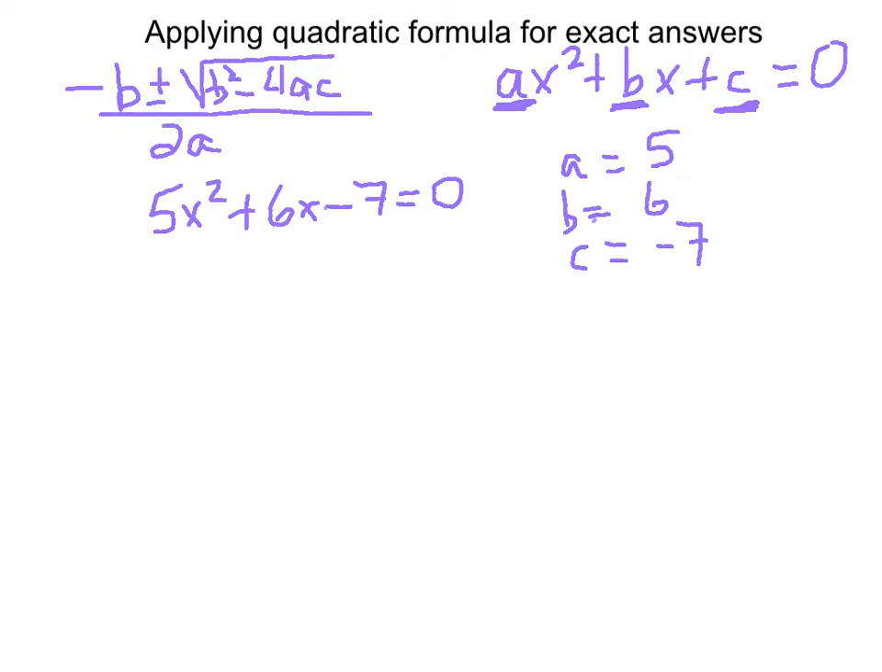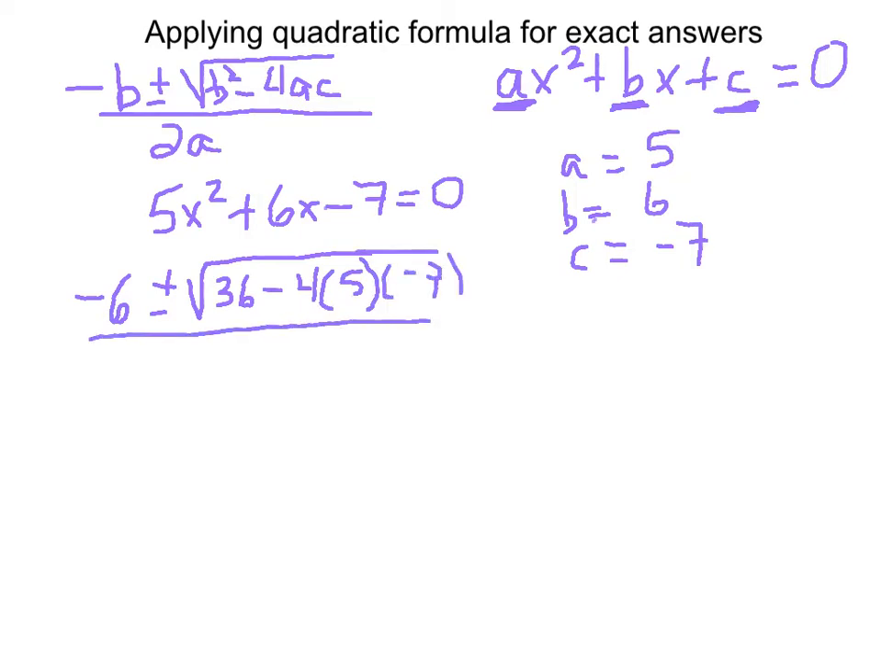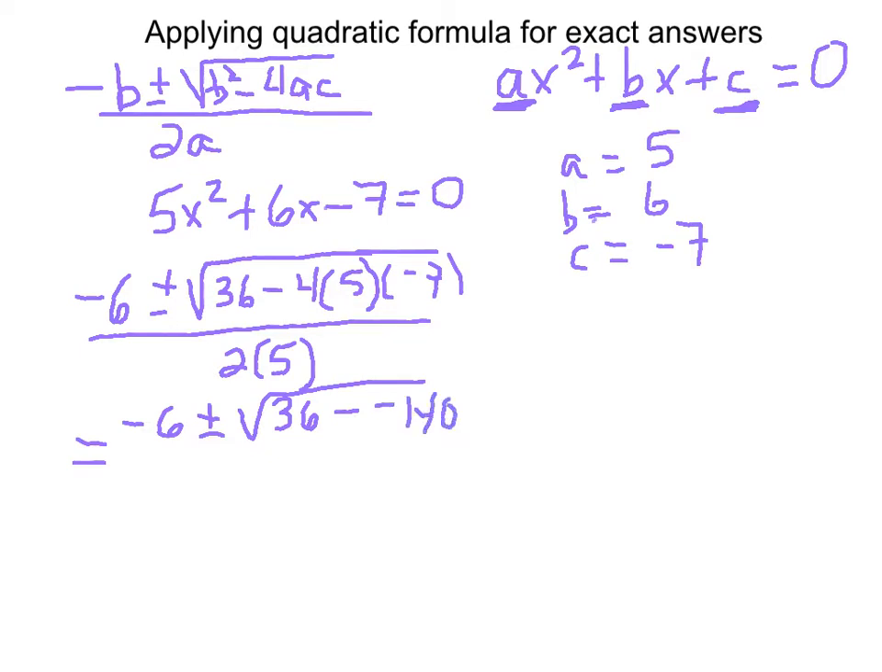So now we just plug in everything. The opposite of b, since b is 6, our opposite is negative 6, plus and minus. B squared, it's going to be 36 minus 4 times 5 times negative 7, all over 2 times 5. Okay, negative 6 plus and minus 36 minus 20. 20 times 7 is negative 140. Notice I have a minus and a negative.